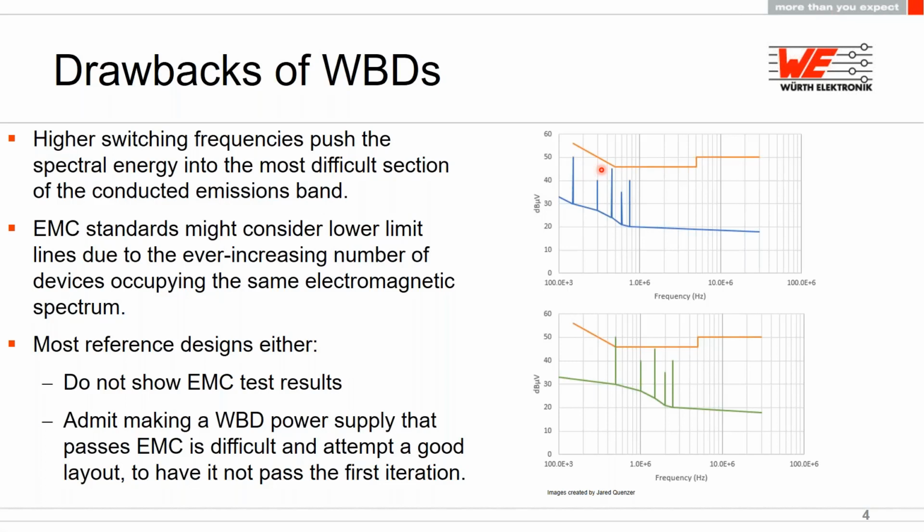And this is just with the current EMC standards, because in the future, they might consider lower limit lines due to the ever-increasing amount of devices occupying the same electromagnetic spectrum. Most of the reference designs that I've seen either do not show EMC test results or do admit that making a wide bandgap device power supply that passes EMC is difficult; you can attempt a good layout and still not have it pass the first iteration.